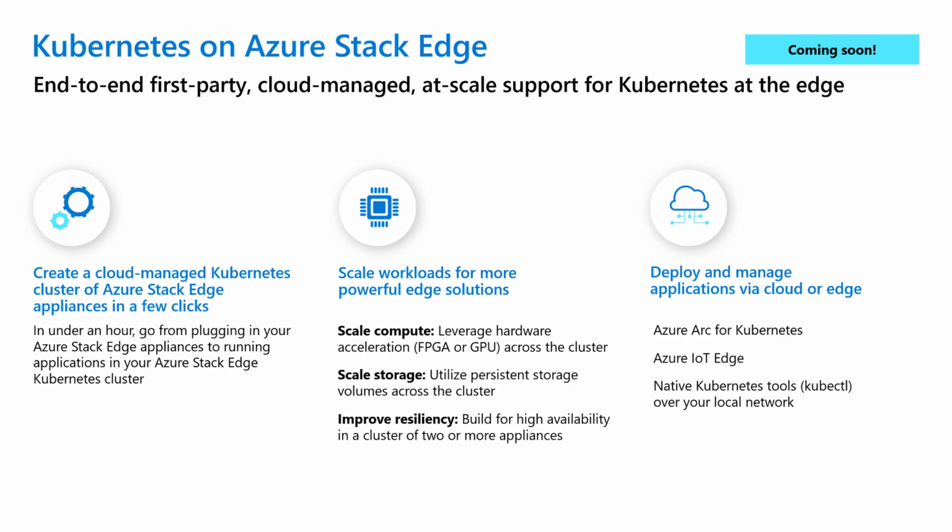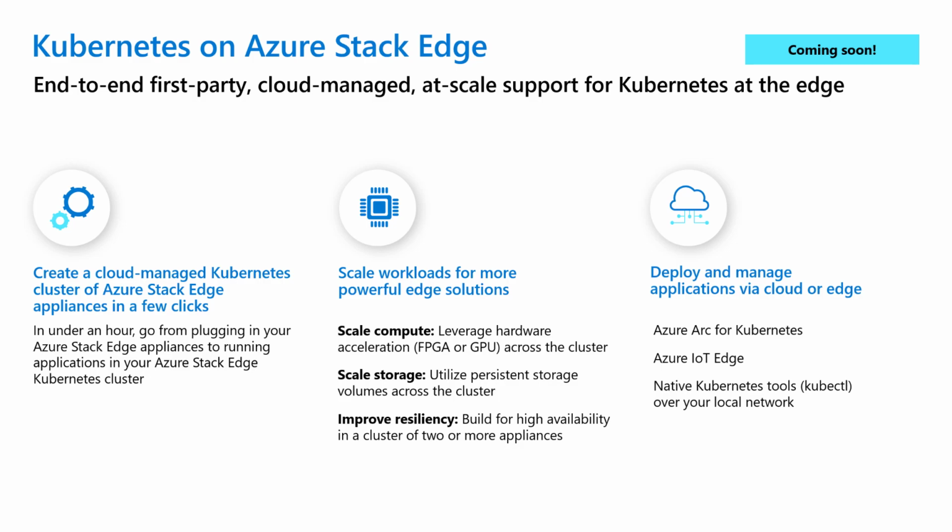Now, what does it provide? So with Kubernetes, it provides a couple of important characteristics when you're running that on Azure Stack Edge. So you can scale workloads at the edge for requirements like if you want to scale compute, you can leverage the FPGA or GPU acceleration across the Kubernetes cluster, and you can use the persistent storage that is available on the Azure Stack Edge to scale storage on the Kubernetes cluster you created. And you can build multiple clusters across multiple appliances to improve resiliency.